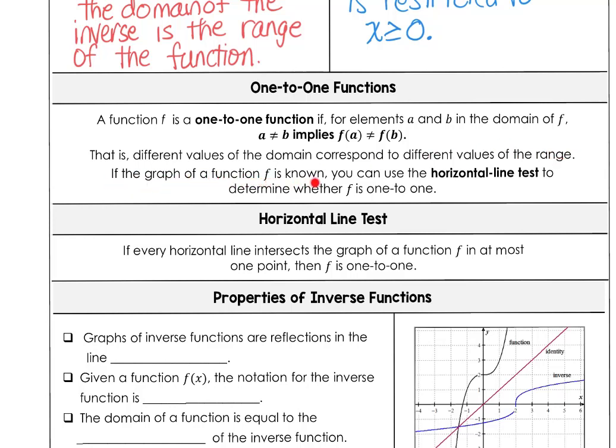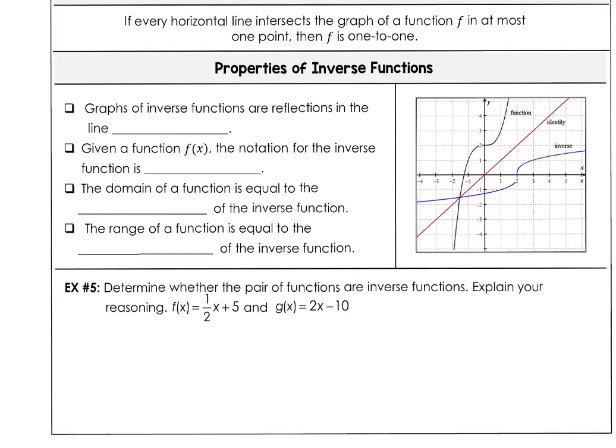If the graph of a function is known, we can use the horizontal line test to determine whether a function is 1-to-1. So it's the horizontal line test that tells me if I have an inverse function. If every horizontal line intersects the graph of the function in only one point, then f is going to be 1 to 1. Okay, let's take a look at the properties of inverse functions.